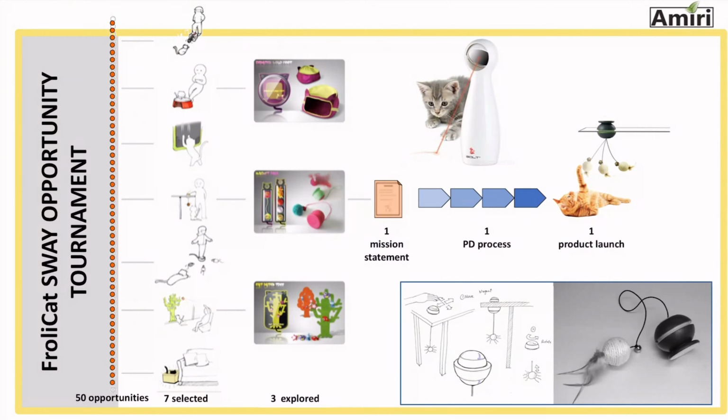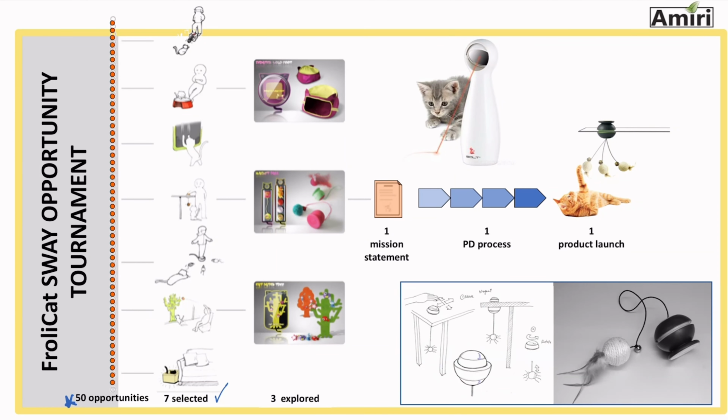Here's a graphical representation of what we talked about. This is the Frolicat again, opportunity tournament or opportunity identification. You can see they started with about 50 opportunities initially, and some of them even have a little bit of a sketch with them. These are the 7 selected ones, and they said, hey, these are maybe more promising.